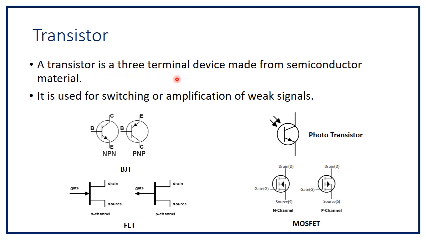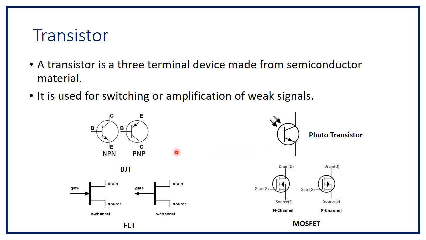A transistor is a three-terminal device made from semiconductor materials. It has two junctions and is used for switching or amplification of weak signals. So we can say a transistor has two important applications: it can be used as a switch, or as an amplifier for amplifying weak signals.